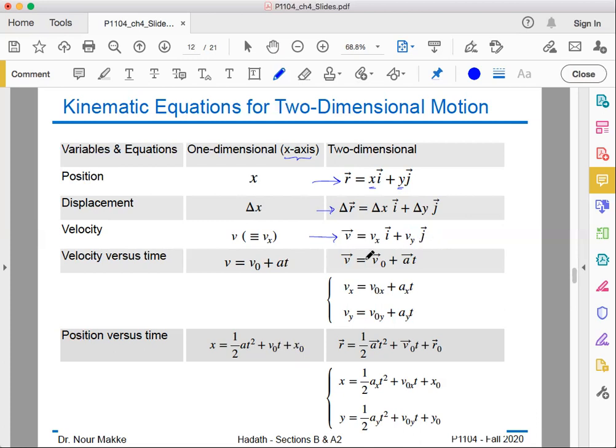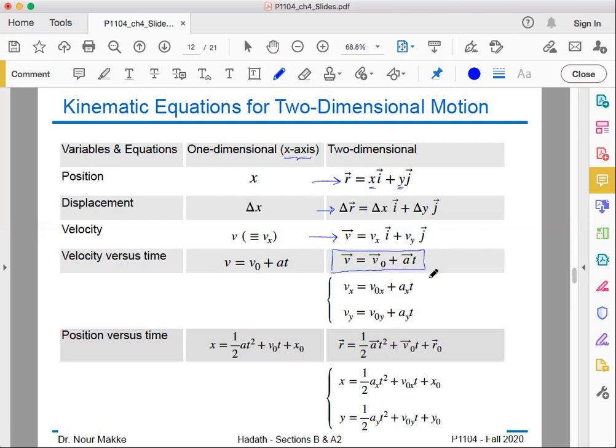And now we go to the kinematic equations. So here, instead of having one equation along one axis, we will have the same form of the equation, but we will not forget that v0 is a two-dimensional vector, a is a two-dimensional vector, and v is a two-dimensional vector. So this is the kinematic equation for a particle moving under constant acceleration in two dimensions.